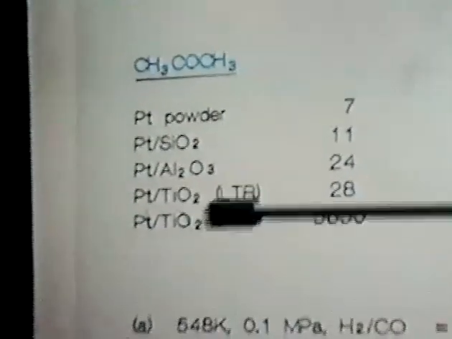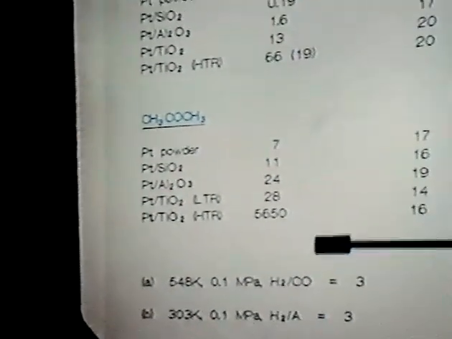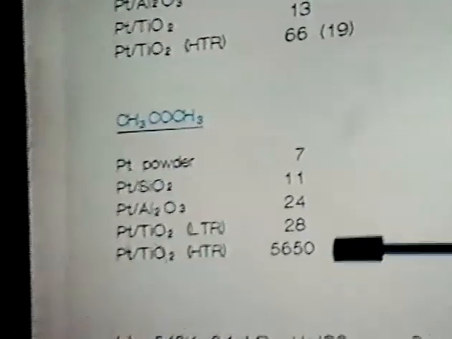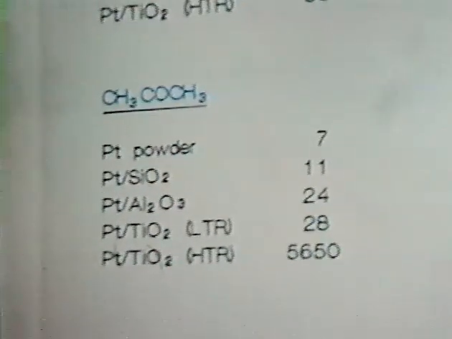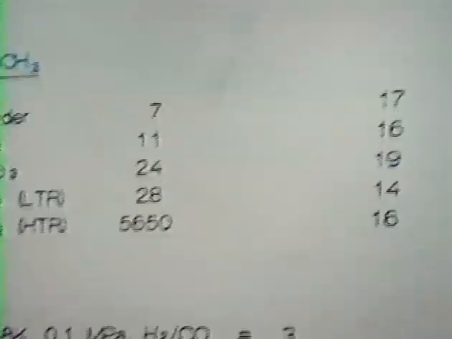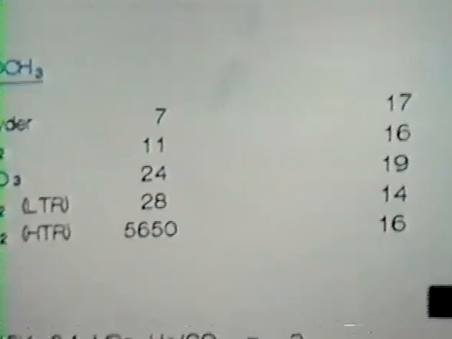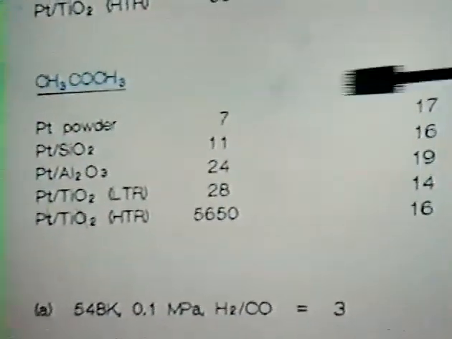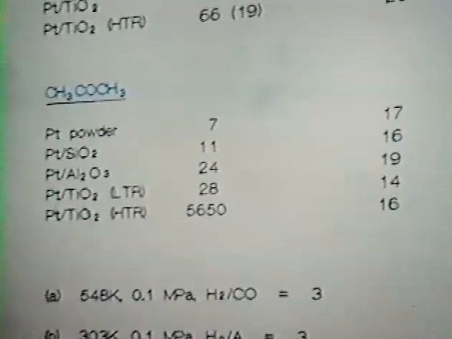But if we take the platinum on titania, reduce it at 500 degrees, we see a very, very significant rate enhancement. This is an average value, but it's well over 2 orders of magnitude more active for the hydrogenation of acetone to isopropyl alcohol. Again, if you look at the activation energies, this higher rate is not due to a lower activation energy. You see it's essentially the same as the others, particularly that of the platinum powder and platinum silica.